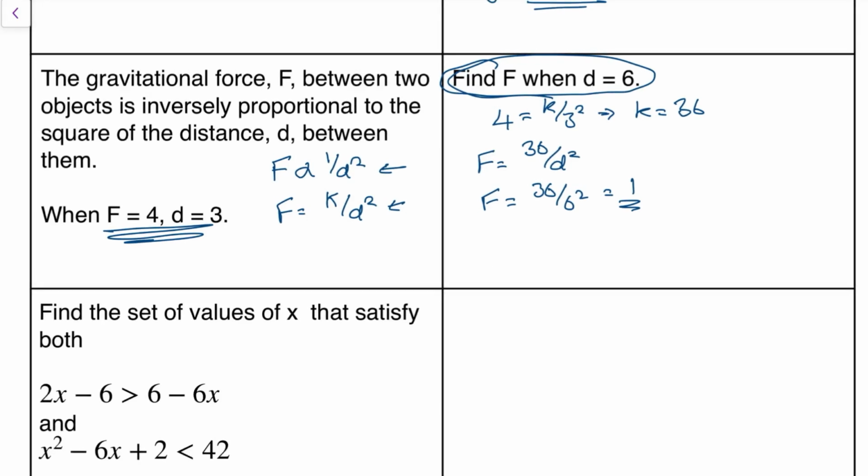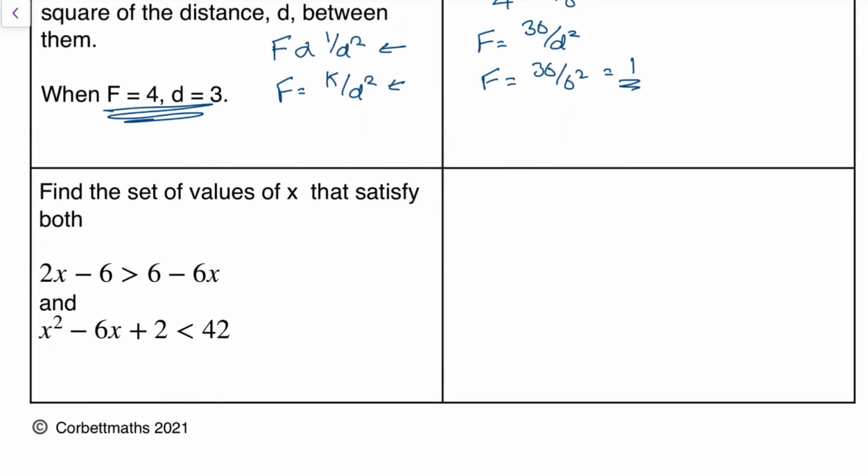Let's make that screen slightly better. Final question today. Find the set of values of x that satisfy both. Okay, so I've got a quadratic and I've got a linear. Well, let's do the linear first. These are all about finding the critical values for each of these and then pulling it all together. So this first one, I'm going to try and do it in one. So just make sure you're okay with what I'm doing.